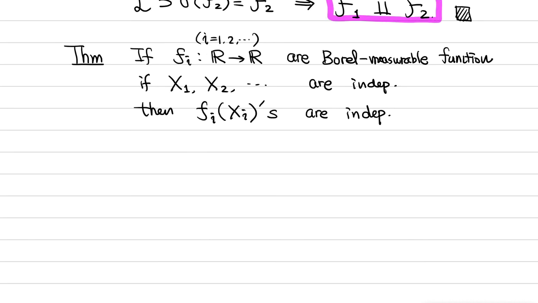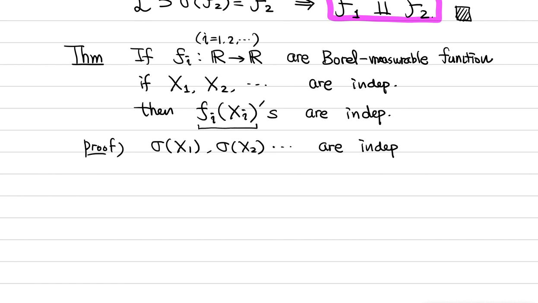So the proof is quite short and direct, but you have to remember the meaning of independence. Independence means that the sigma algebra for X1 and the sigma algebra for X2 are independent, right? That's the meaning of the random variables being independent. And here we have to show that these new random variables f1(X1), f2(X2) are independent. So we have to show that the sigma algebra of f1(X1) and the sigma algebra of f2(X2) are independent. That's what we want to show.